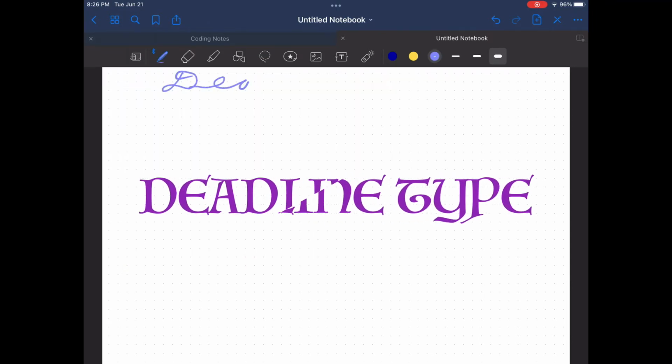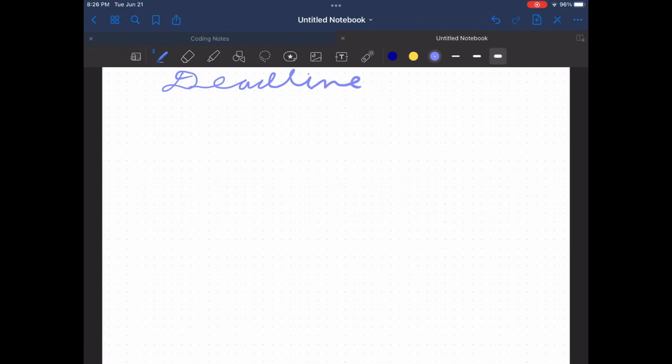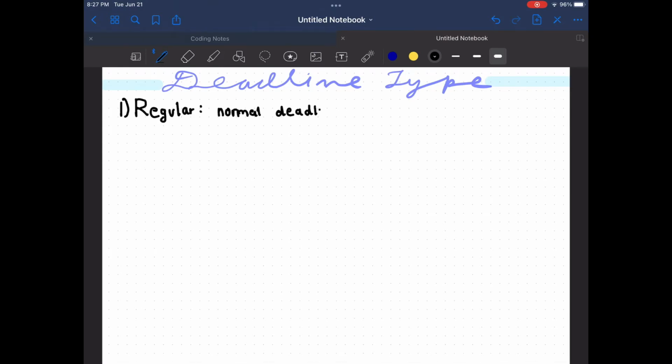The next thing I'm going to be talking about is the different kinds of deadline types. There are 3 different kinds of deadlines. The first is regular decision. This one is basically a normal deadline. There isn't anything particularly different about it compared to the other kinds of deadlines.